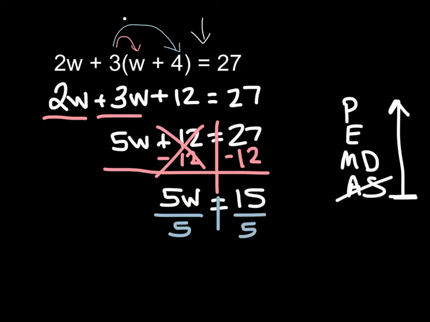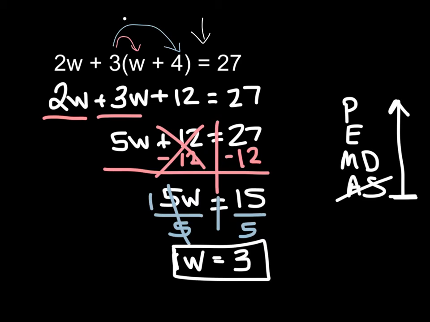On the left-hand side, 5 divided by 5 is 1. So now we're left with 1w equals 15 divided by 5, which is 3. Now we don't need to say 1w, because when w is by itself, it means 1w. So at this point, if we wanted to just say w equals 3, we're good.